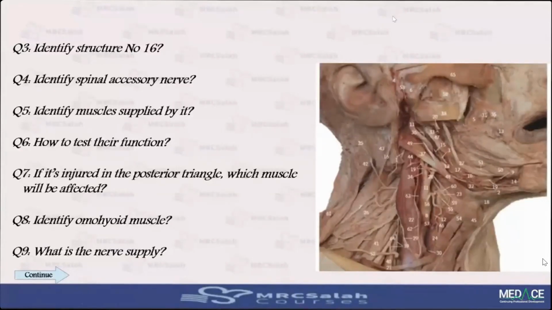Which part of the scapula? Upper border of the scapula. Above the scapula. Okay, the top of the scapula. Excellent. So, origin and insertion of the hyoid. This is a new question: attachment of the hyoid muscle.